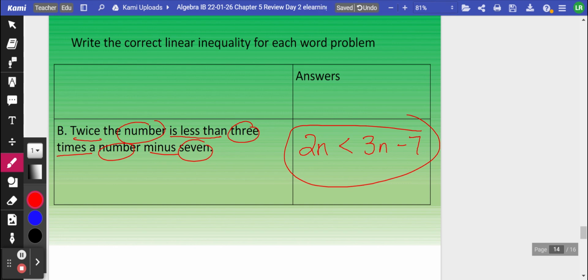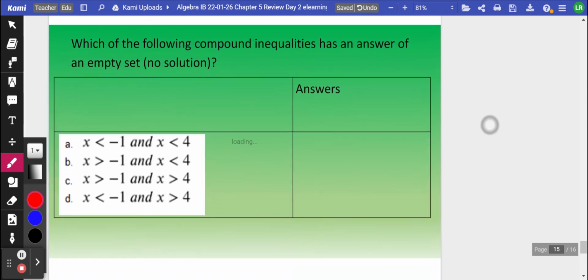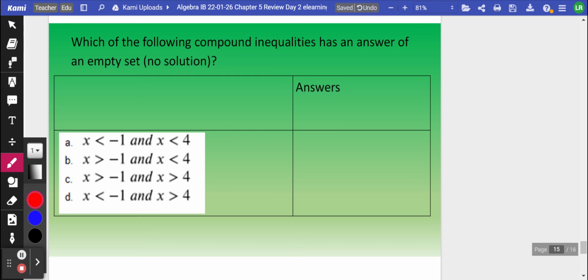Okay. The very last problem here says, which of the following compound inequalities has an answer of an empty set? So the answer would be no solution. Okay. These are all and statements. One of these has an answer of empty set or no solution. One of the ways to figure this out is sketch all 4 graphs. You got to figure out which of these doesn't have a solution then. So go ahead and pause the video and do that.